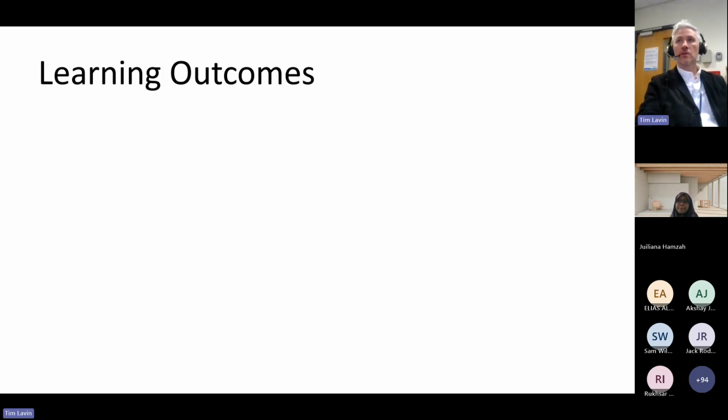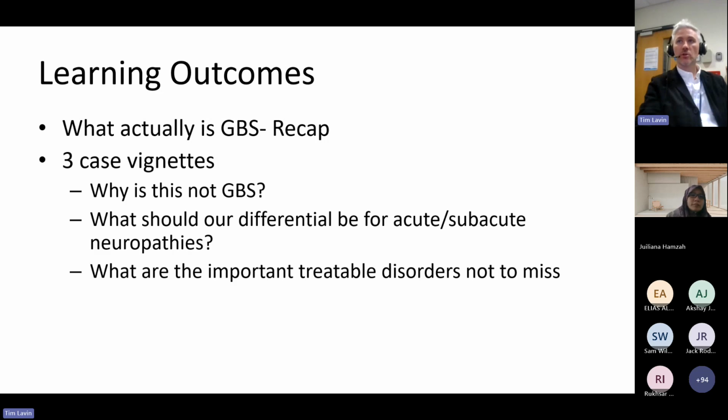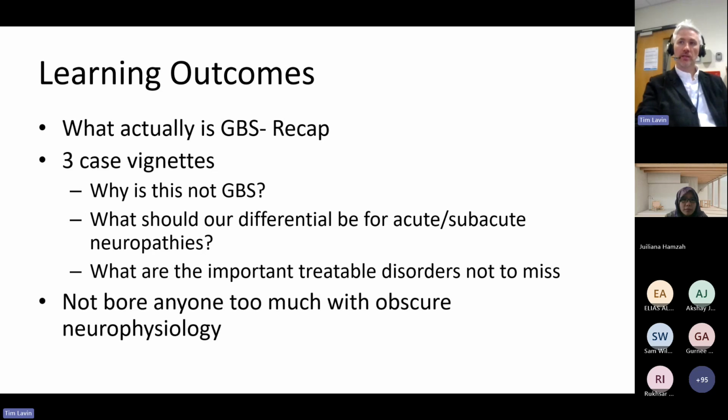There we go. So, in terms of learning outcomes, we're going to talk about GBS. Okay, we're going to recap what that is. We're going to discuss some things which are different to GBS as well, because that's probably the main acute inflammatory neuropathy people will see. And we are going to talk about some other things, and I'm not going to try and bore people too much with obscure neurophysiology.